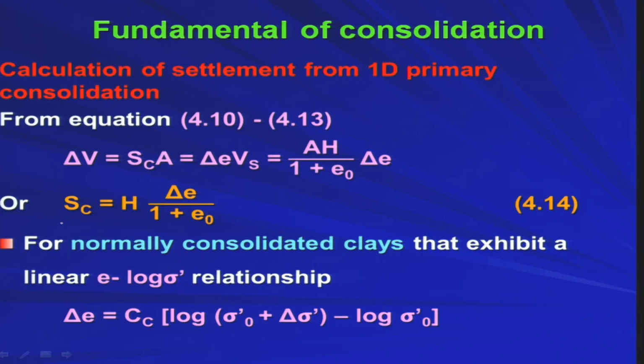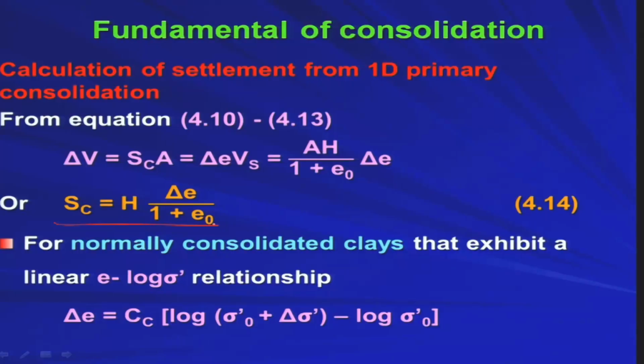From this I can write S C, the primary consolidation settlement, is equal to H into delta e by 1 plus e naught. This is the expression by which I can find the primary consolidation settlement in any soil deposit. You need to know the initial void ratio e naught, the volume change, that is the change in void ratio delta e, and the initial thickness of the soil deposit. If you know these three parameters, you can find the consolidation settlement S C.